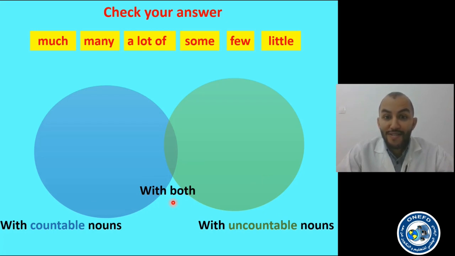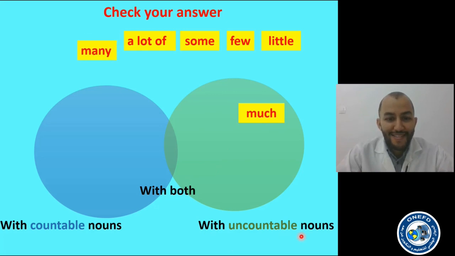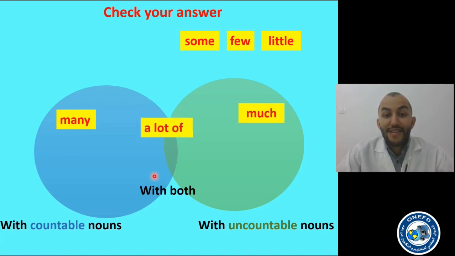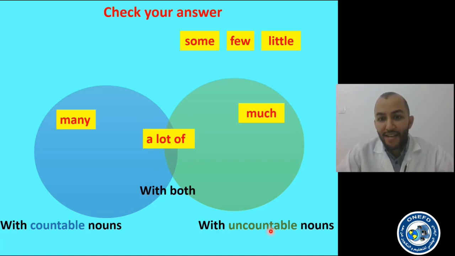So much, absolutely. We can use much with uncountable nouns. Number 2, many. Absolutely. We can use many with countable nouns. What about a lot of? Exactly, because a lot of can be used with both countable and uncountable nouns.